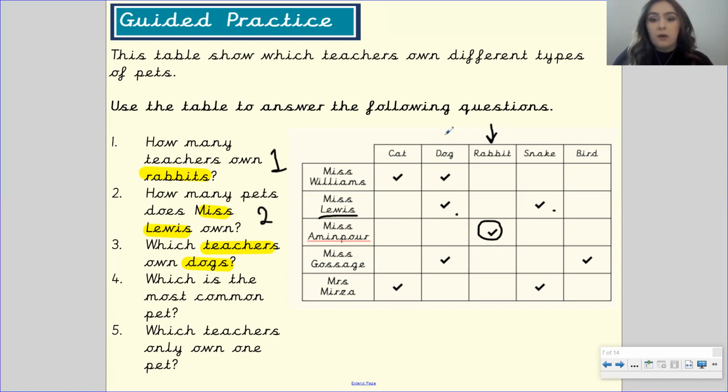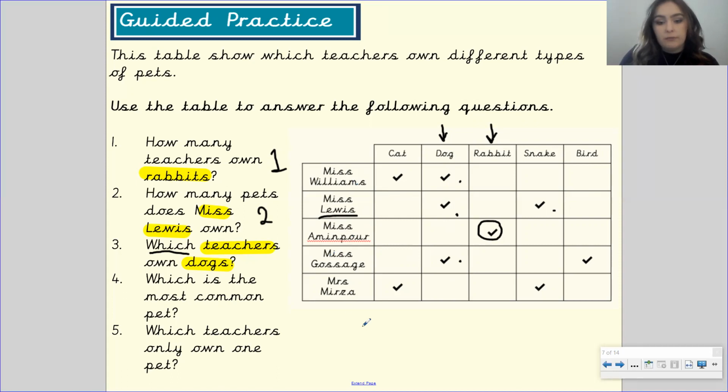So if we have a look here, we can see it's there. And then we need to see which teachers own dogs. Now, because it's saying which, we need to put the names. So let's have a look. We've got a tick here, so Miss Williams has a dog. We've got a tick here, so Miss Lewis has a dog. There's no tick here. And we've got a tick here, which means Miss Gossage has a dog, but there's no tick here. So we can see that the teachers that own dogs are Miss Williams, Miss Lewis, and Miss Amanpour.